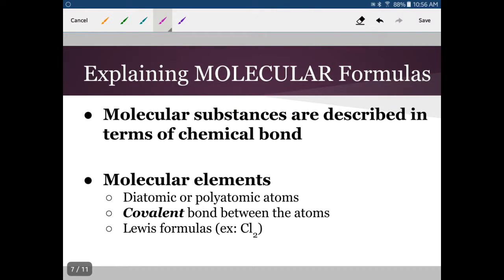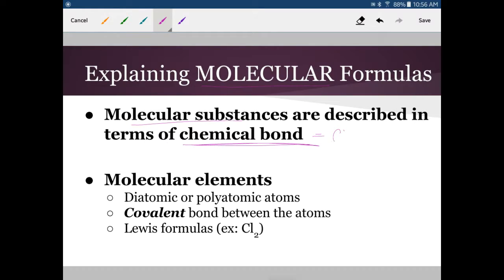Now, a big portion of this unit is looking at molecular compounds. So we are going to look a little bit more at molecular formulas and what they mean for our chemical bonding. Molecular substances are described in terms of their chemical bond. Okay, we have a chemical bond that is covalent. That is very important. That word co, meaning share. They're sharing electrons.